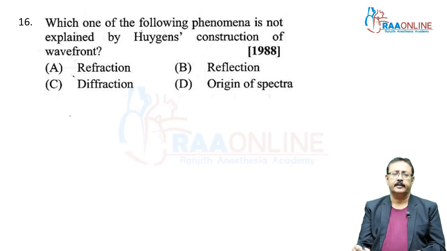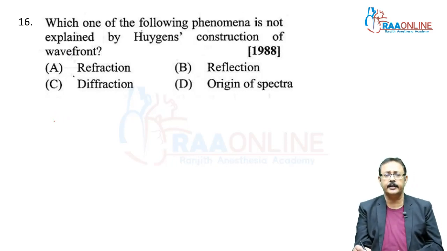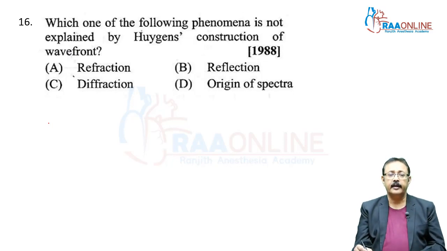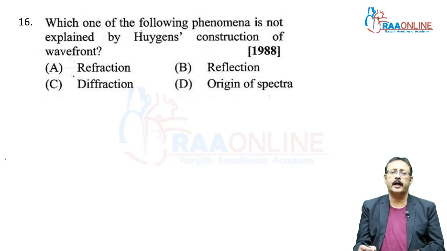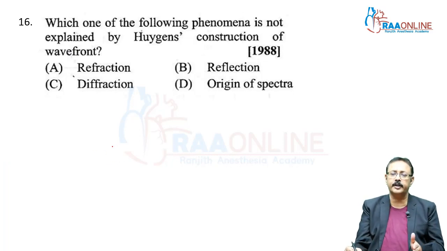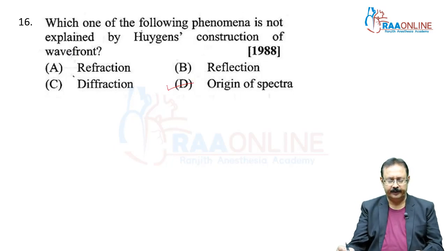1988. Which one of the following phenomena is not explained by Huygens construction of wavefront? It is explaining refraction, it is explaining reflection. Huygens actually explained the wave nature of light, but didn't talk about the origin of spectra. So we are going with D.